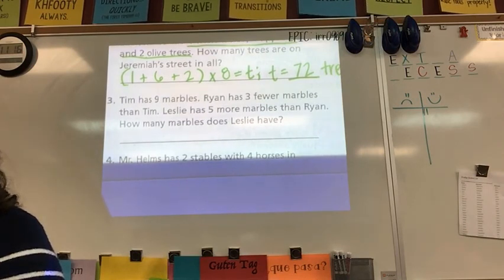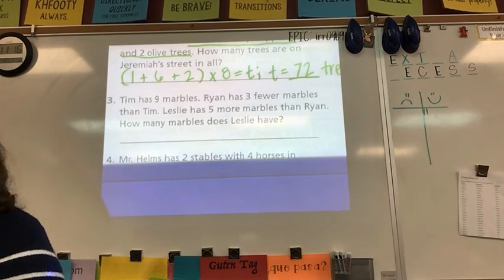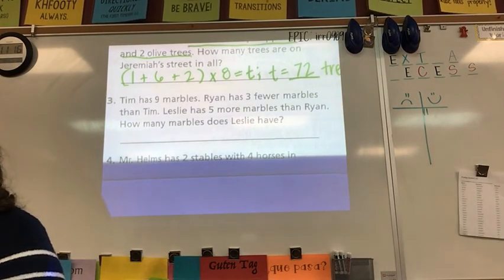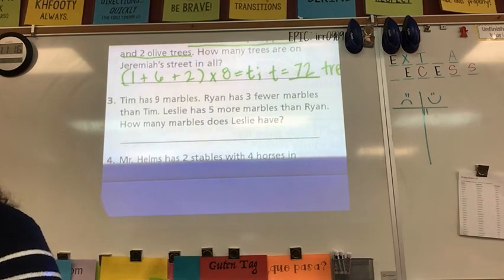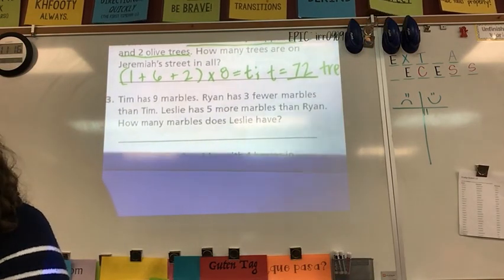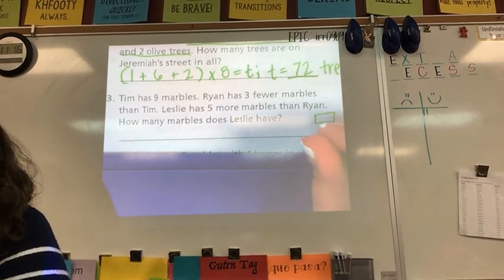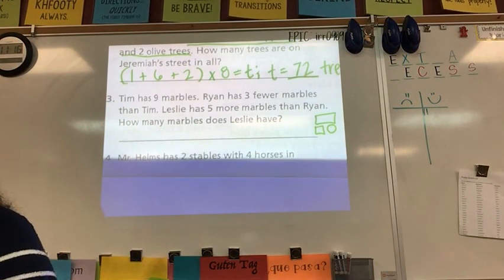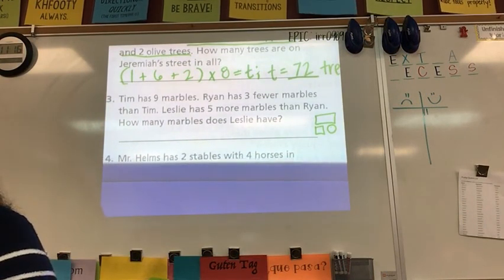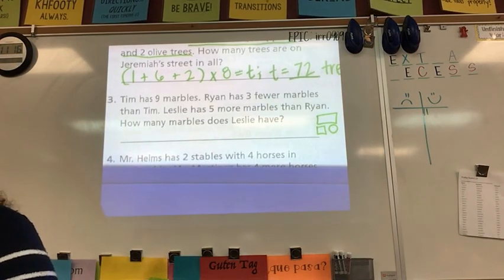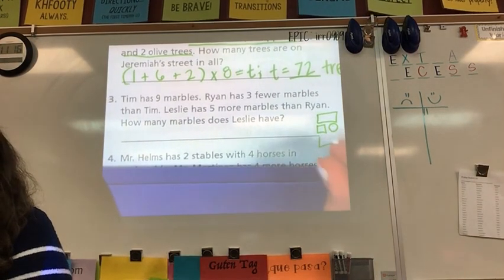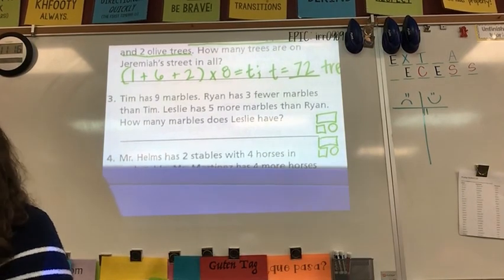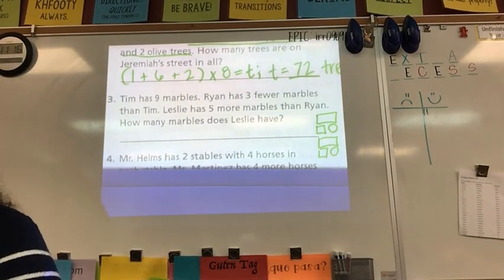Ryan has 3 fewer marbles than Tim. If Tim has 9 marbles and Ryan has 3 fewer marbles than Tim, I heard something where I might want to do one of these things. Okay. Then I can know that Leslie has 5 more marbles than Ryan. I think you're going to want to do another one of these things. How many marbles does Leslie have?